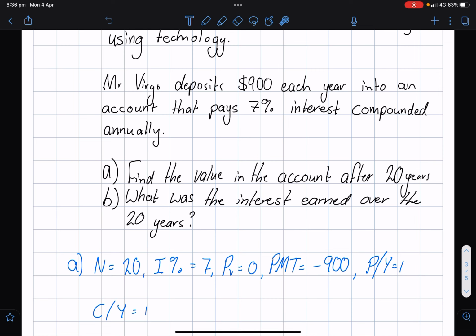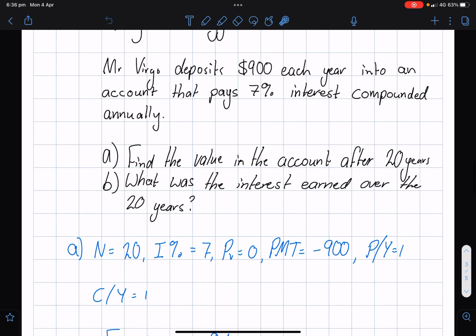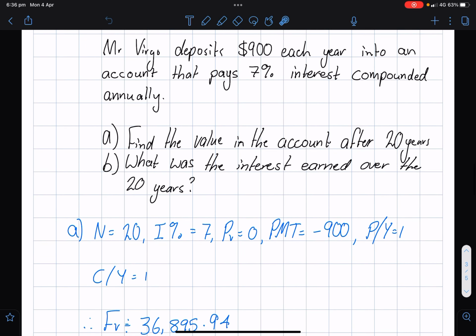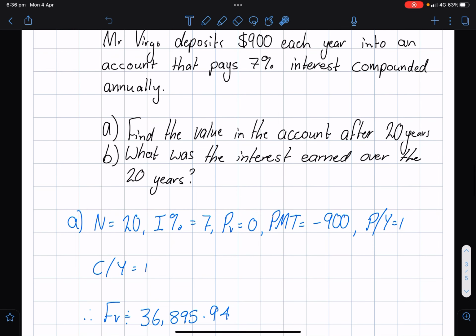And then P/Y and C/Y would depend on your payouts. If it was monthly, it's paying 12 times per year, so it would be 12, and your C/Y would also be 12. In our case, because we're only paying out once per year, they stay as the value 1. Then all you're going to do is click whatever function button has our FV on it, and it will just give it straight to you.